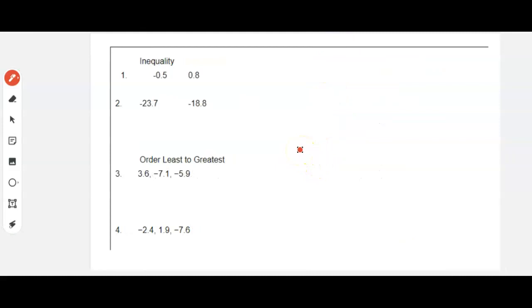We have an inequality. So first, I could just look at it. One's negative, one's positive. I already know this one's larger. Okay? This one, though, is a little bit trickier because they're both negative, okay?